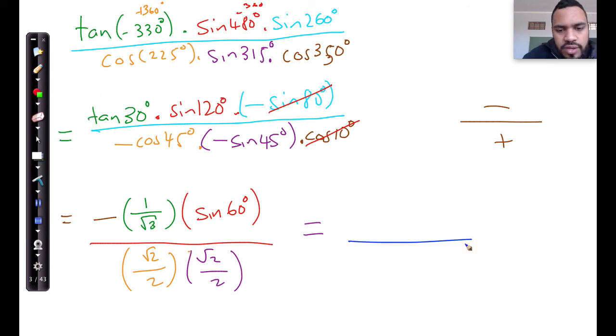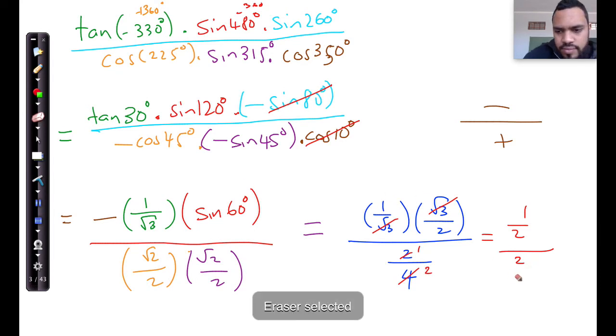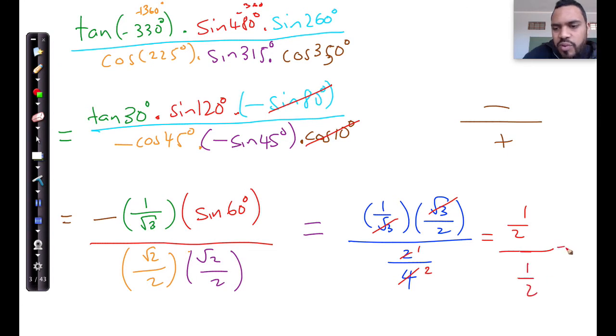Let's simplify this in blue. Root 2 times root 2 is just going to be positive 2, over 4. In the numerator, I've got 1 over root 3, multiplied by sine of 60, which is root 3 over 2. At this point things are simple, because I can cancel that with that. Now I've got a half divided by 2 over 4, and 2 over 4 simplifies into 1 over 2. And now you can easily tell me 1 over 2 divided by 1 over 2 is simply just 1. Okay.